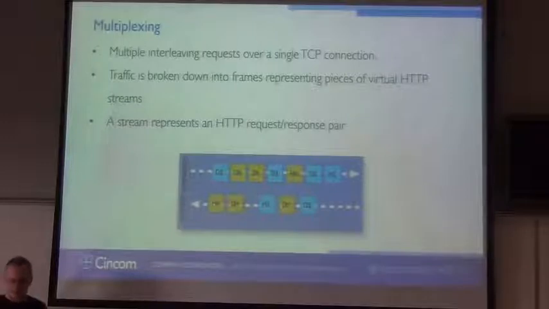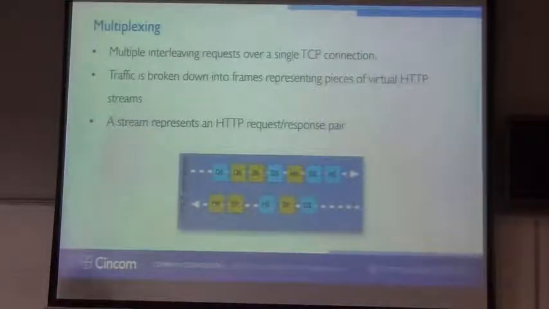So multiplexing is basically a mechanism that allows the requests coming over a single TCP connection in more or less not random, but interleaving order. So you can send request 1 and request 2 and receive the response 2 before response 1, which in HTTP 1.1 was not possible.